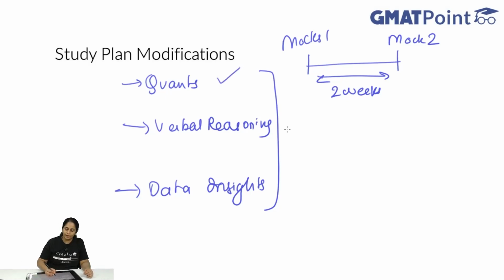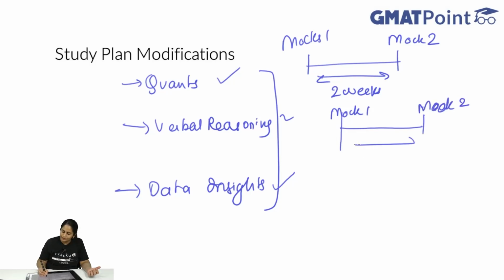But suppose you are okay at quant and data insights but weak at verbal reasoning, then you can take the next mock almost immediately afterwards. If you're okay in 2 subjects but only weak in 1 subject, you can basically take it every week. You can take it 1 week apart, because in this 1 week there would be enough time for you to analyze the mock as well as work on 1 section before you take the next mock. So essentially, how much time you have to spend between the mocks depends on how many sections you need to improve in, how many sections are your strengths and how many are your weaknesses.